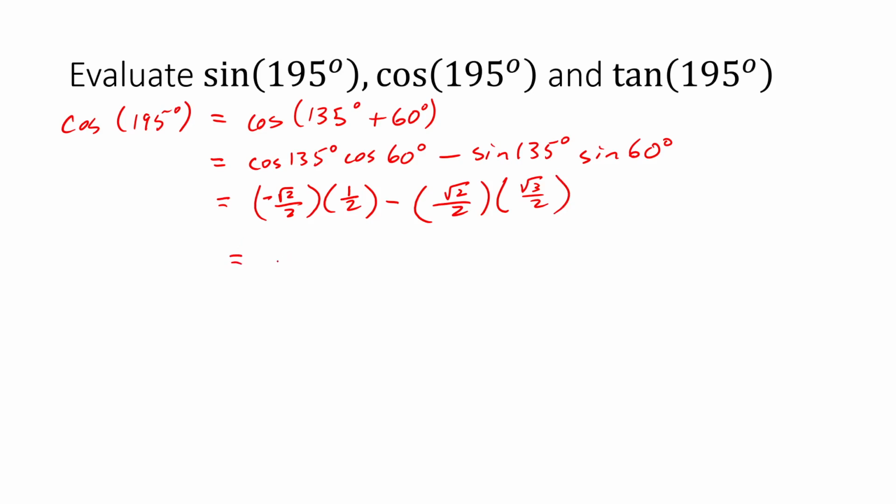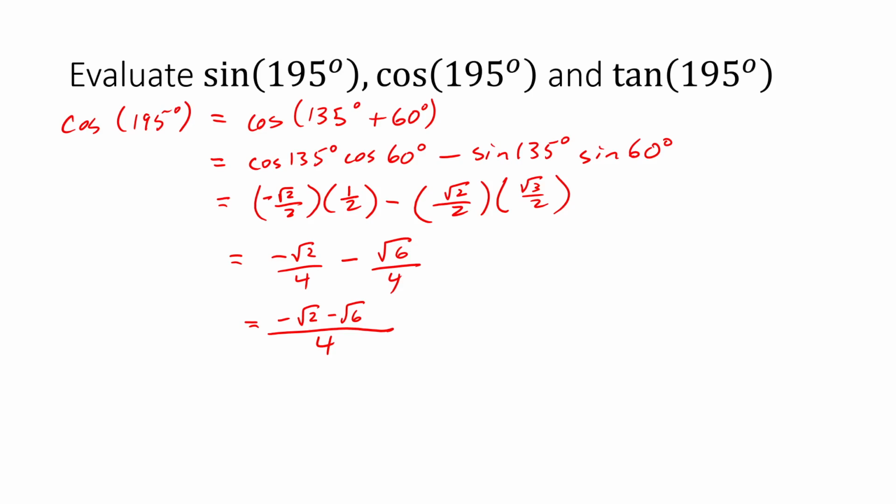So what I end up with, multiplying my numerators and my denominators, is negative root 2 over 4 minus root 6 over 4, which equals negative root 2 minus root 6 quantity over 4. So now I've got a value for the cos of 195.